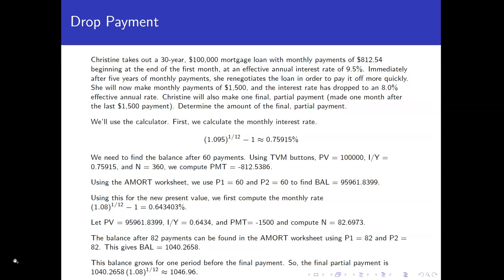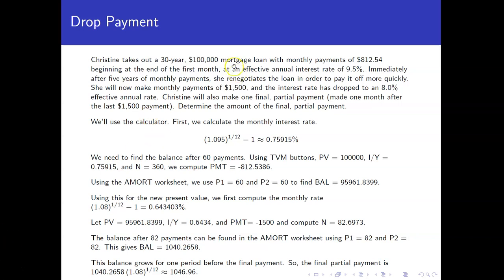A drop payment is the same concept, except that the final payment is going to be smaller than the regular level payment that you've paid all along, rather than bigger. So drop payment, balloon payment, pretty much the same concept. Balloon just refers to a final payment that's bigger than the level amount. Drop payment refers to a final payment that's smaller.